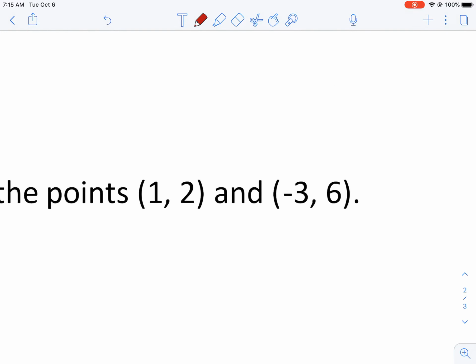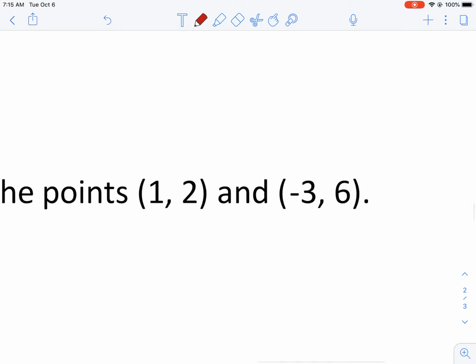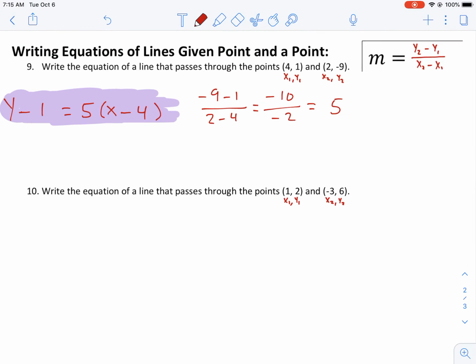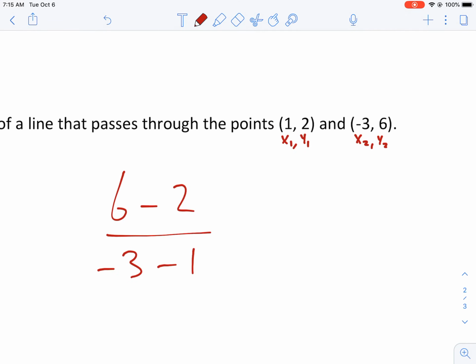We're going to do the same thing down here. We've got x1 comma y1, x2 comma y2. Looking at our slope formula, y2 minus y1, that's 6 minus 2. x2 minus x1, that's negative 3 minus 1. 6 minus 2 is 4. Negative 3 minus 1, that's negative 4. So 4 over negative 4 gives us negative 1.